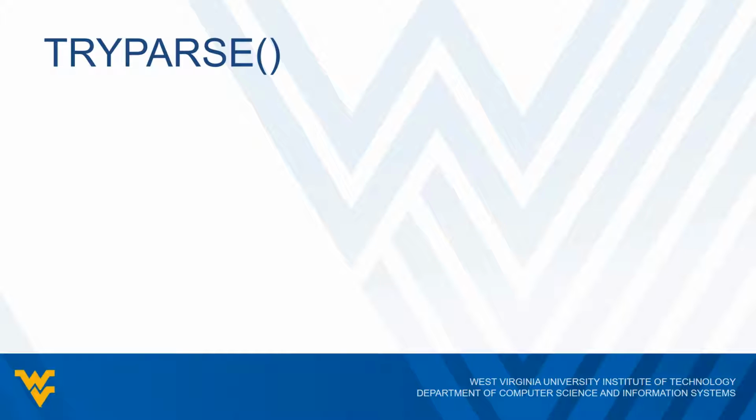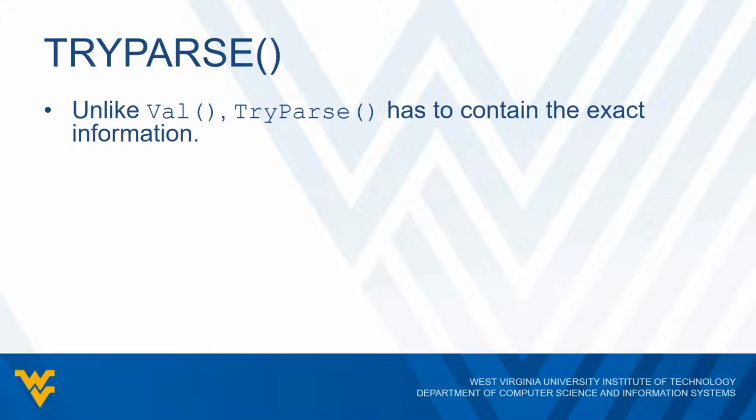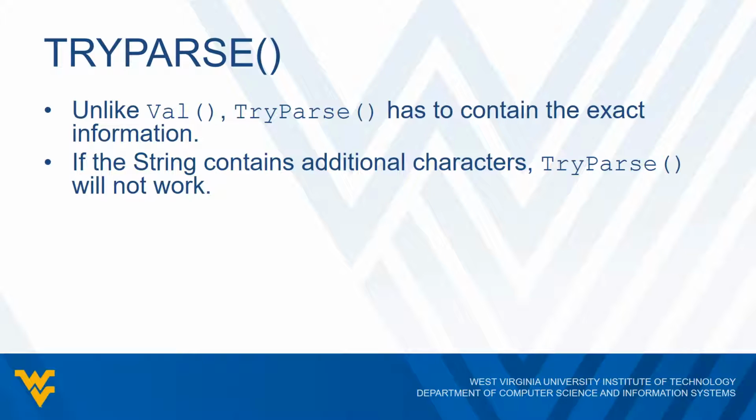Now here's a question you might be asking yourself. With the val method, if the string that we were trying to convert was not a complete number, maybe just the first part of it was some number, we could do the conversion. Does that also apply to try-parse? And the answer to that is no. Unlike the val method, try-parse has to have the exact information. The string has to be a complete number.